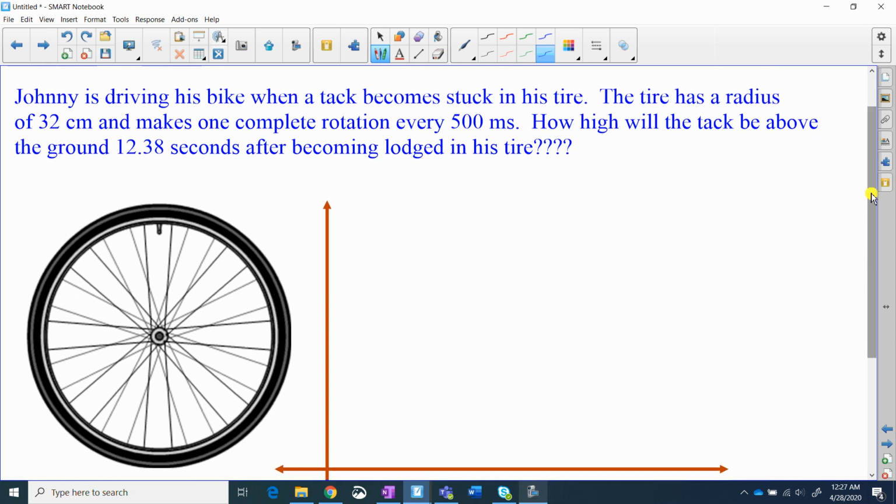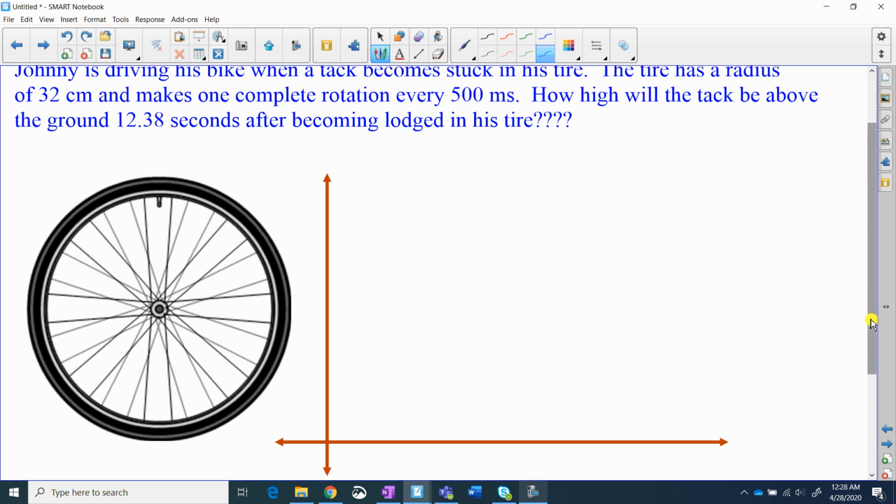Rather than a Ferris wheel, we're talking about a bicycle wheel. And this bicycle wheel gets a tack stuck in the bottom of the wheel as they're driving along. And we are going to map out the path. So let's assume there's a tack right there, gets stuck in the wheel, and that tack is now going to travel around the wheel as the bike travels down the road. That tack's going to spin round and round in circles, and we're going to map out its path on the graph. Well, let's get some key information here.